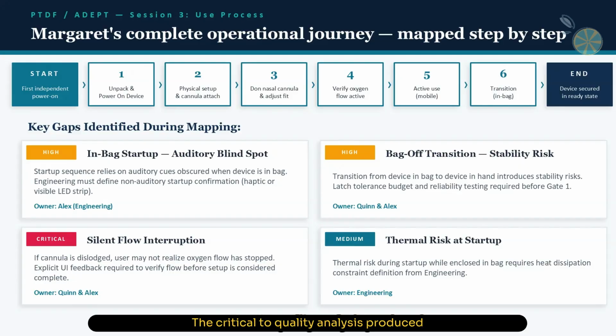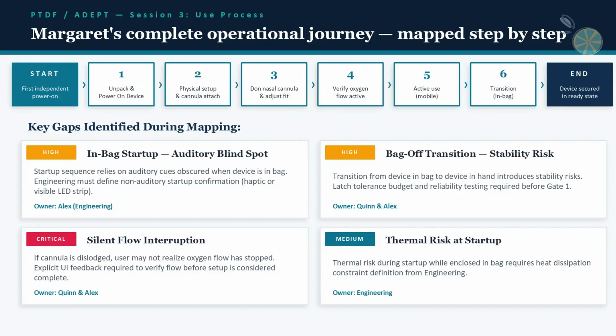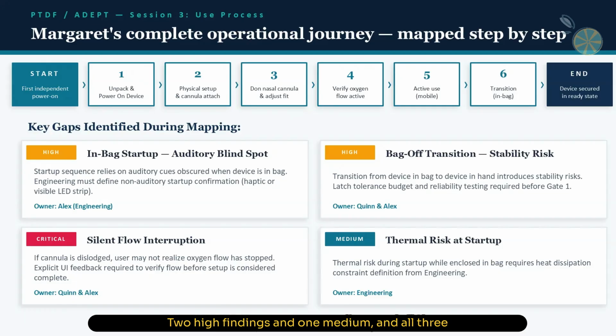The critical to quality analysis produced some of the biggest findings of the session. 2 high findings and 1 medium, and all 3 relate to the concentrator's interface with the bag. That's a thread running through the use process that you wouldn't see from the product spec alone.